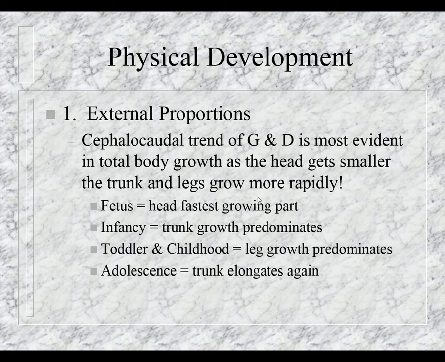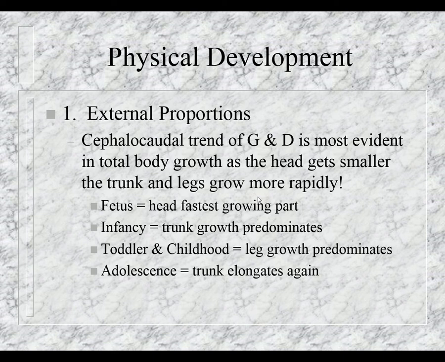Physical development, external proportions. Again, we said it was cephalocaudal, head to toe or head to tail. Trend of growth and development that's most evident in total body growth. Now, you do need to remember these. In the fetus, the head is the fastest growing part. In infancy, the trunk predominates in growth. In toddlerhood and childhood, the leg growth predominates. And then in adolescence, trunk elongates again.